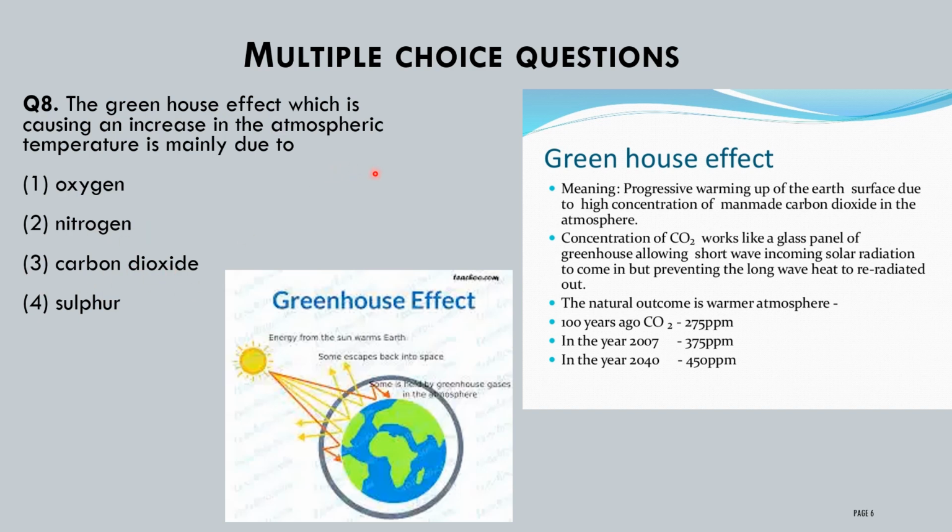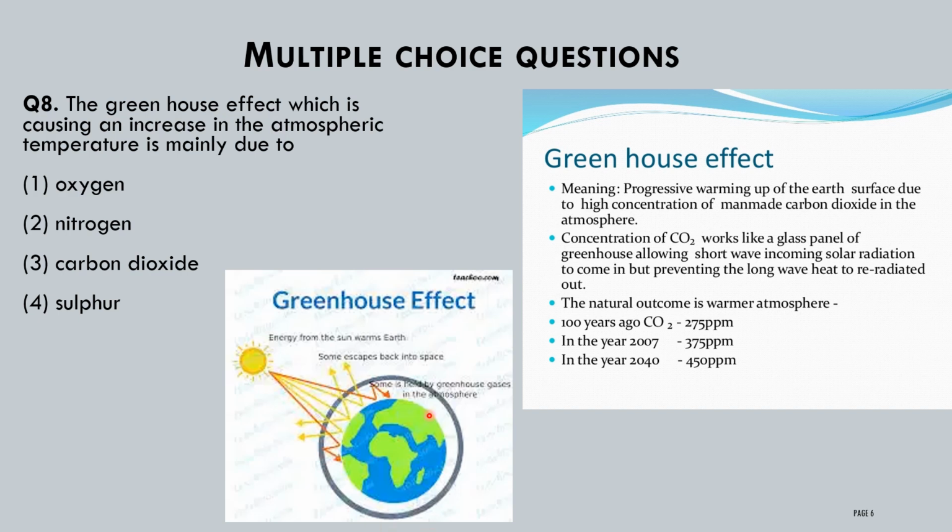Let us discuss in detail what is meant by the greenhouse effect. Progressive warming up of Earth's surface due to high concentration of man-made carbon dioxide in the atmosphere. The greenhouse effect is when the percentage of carbon dioxide in the atmosphere increases, then it will cause an increase in the temperature of the Earth's atmosphere. This process we call the greenhouse effect.